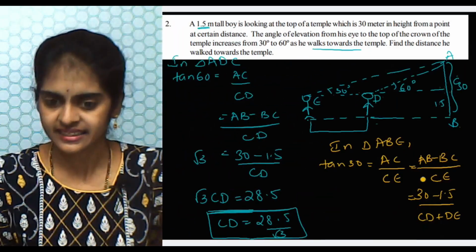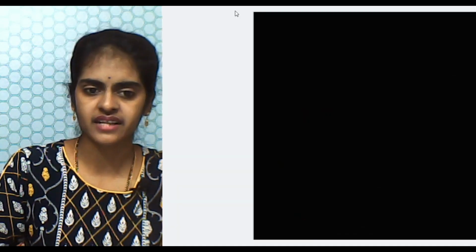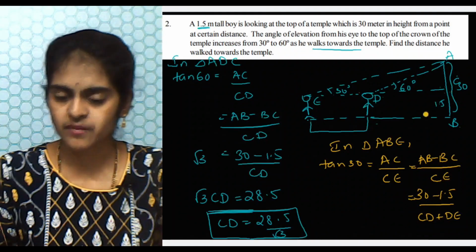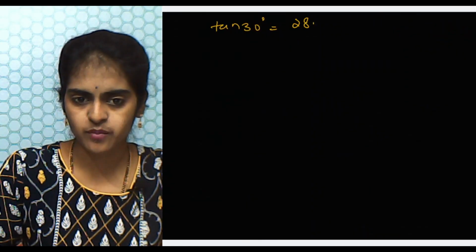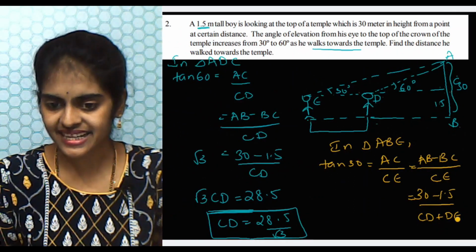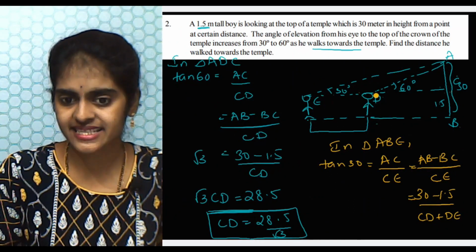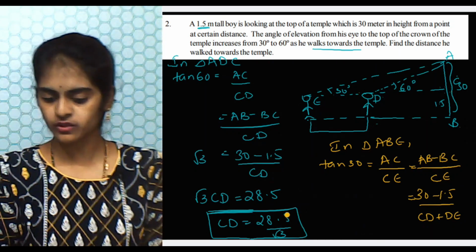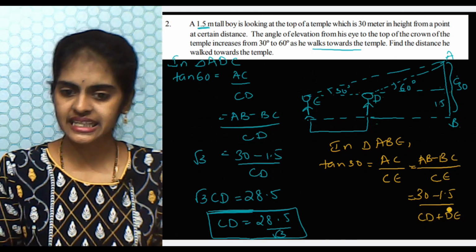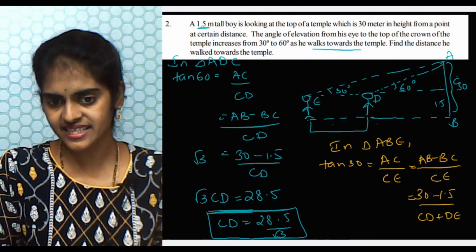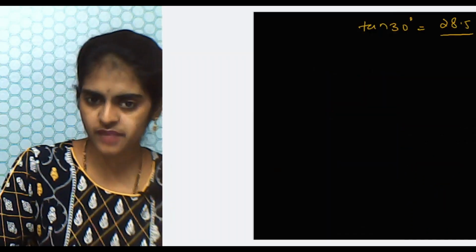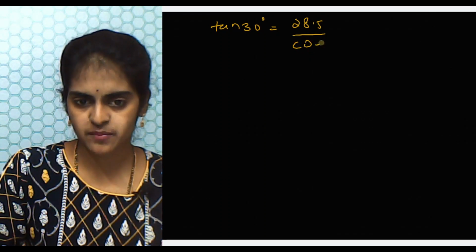So let me write it here. Tan 30 degrees is nothing but 30 minus 1.5, which is 28.5, divided by CD plus DE. CD you got as 28.5 divided by root 3, plus DE. DE you don't know, the distance he traveled. The boy has traveled from point E to point D. You don't know the distance, so let us find it now. So this is CD plus DE.